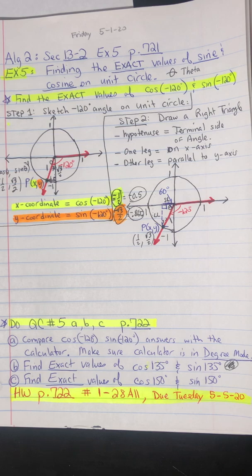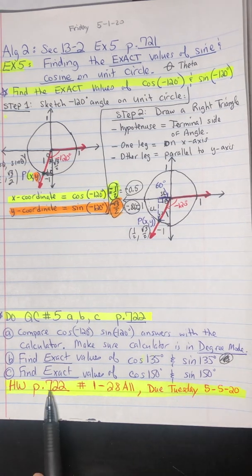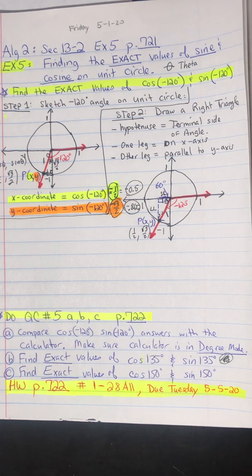Now, when you're finished with all that, I have a homework assignment, page 722. Do 1 through 28 all. Again, this covers examples 1, 2, 3, 4, and 5 of section 13-2. And there will be a quiz on 13-2 by itself. So do the homework. Make sure you know how to do it. Do the best you can. And have a great one.